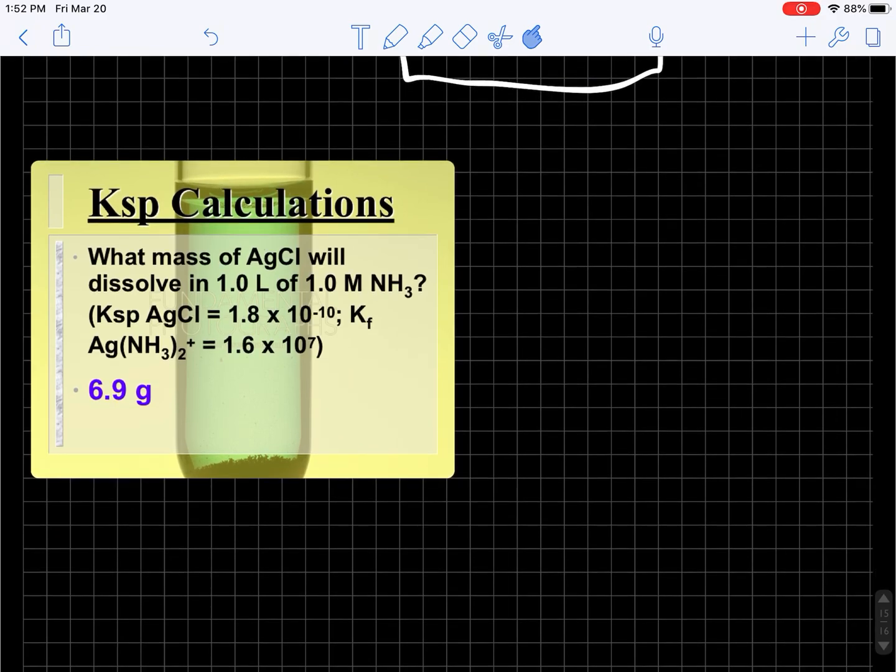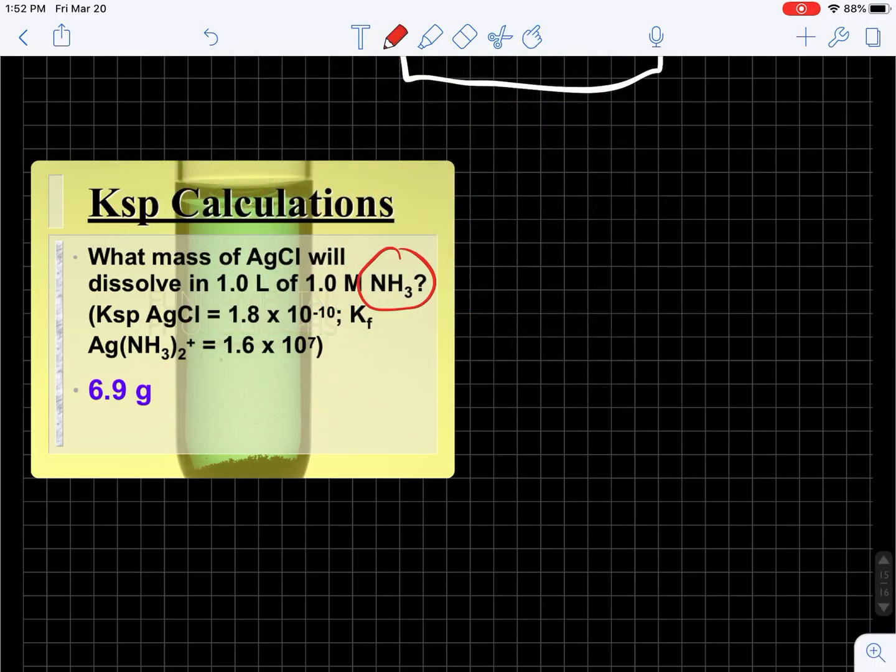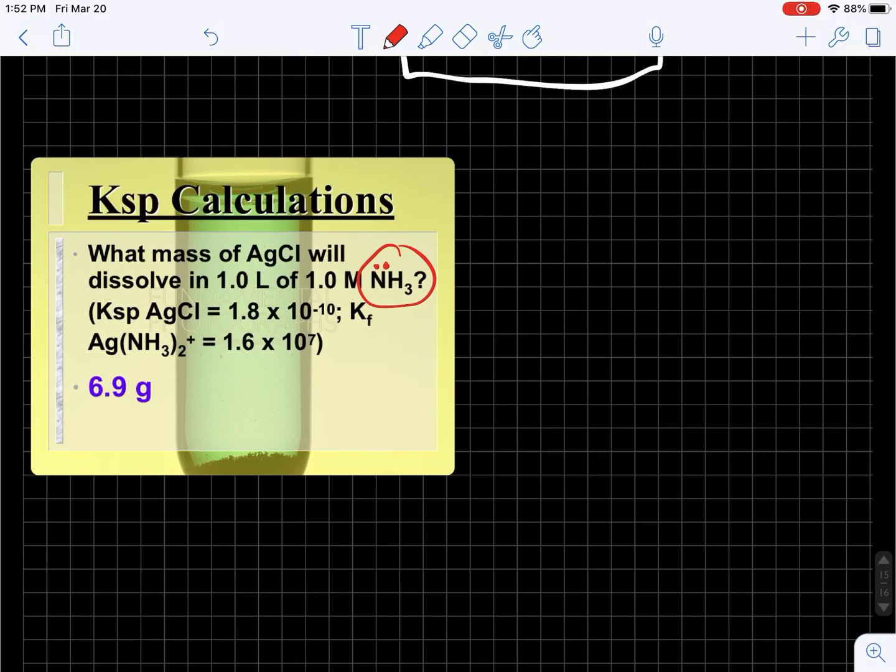All right, the second one was a little more difficult, slide 41. What's the mass of silver chloride? And we have 1 liter of 1 molar ammonia. Now, as soon as I see that, I'm thinking ligand complex, because I know that ammonia has an unshared electron pair, and the silver is a transition metal, and they're giving me KF and KSP. So the reaction is we're going to dissolve the silver chloride by adding a ligand, and I know it's 2 moles of ammonia for 2 reasons.